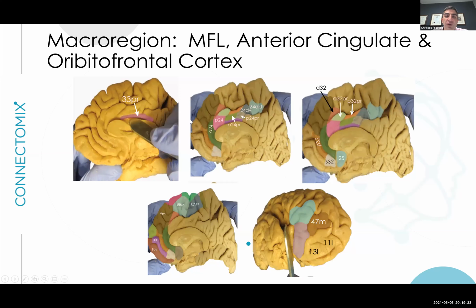To break it down, we're going to look at the cingulate parcellations. So 33 prime is part of the inner row. There's a middle row, and then there's an outer row. Then there's a medial superior frontal gyrus, and then there's the orbitofrontal complex.